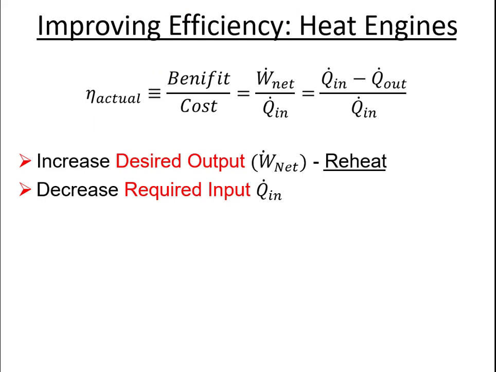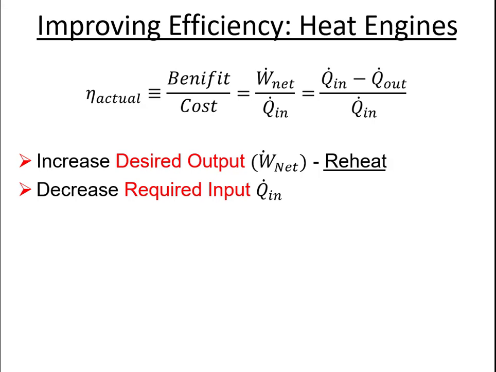So we can think about improving efficiency by looking at our definition for efficiency. We can think of efficiency as the energy benefit divided by the energy cost, where the energy benefit in this case, because it's a heat engine, is the net power divided by the heat in. But we also know that that net power is heat in minus heat out.